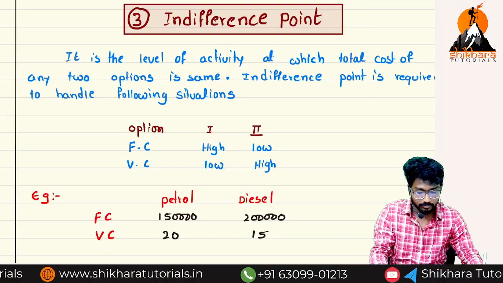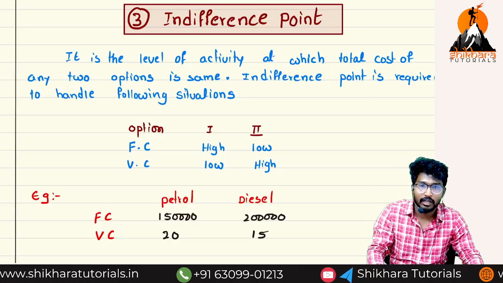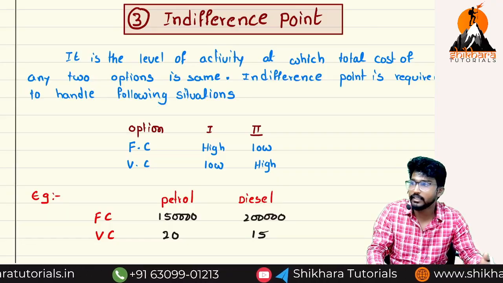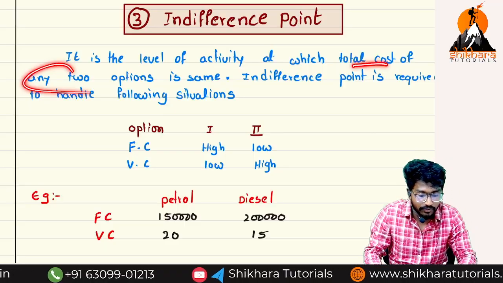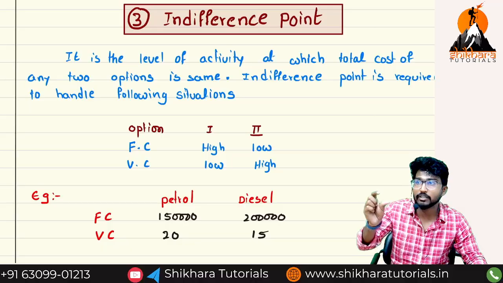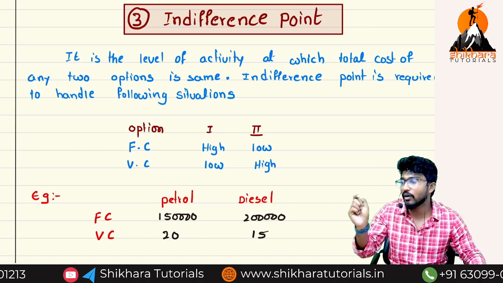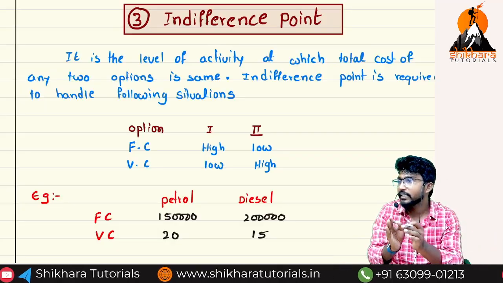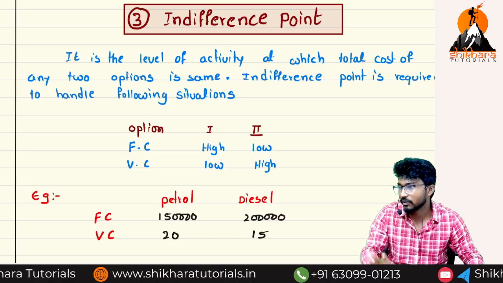Indifference point is the level of activity or level of sales or level of output or level of production. You may term it as anything. This is the level of output or activity at which the total cost of any two options is the same. That means at one particular level of output, if the total cost of alternative 1 and the total cost of alternative 2 is the same, then that is called the indifference point. Indifference point is nothing but there is no difference in total cost for option 1 and option 2.